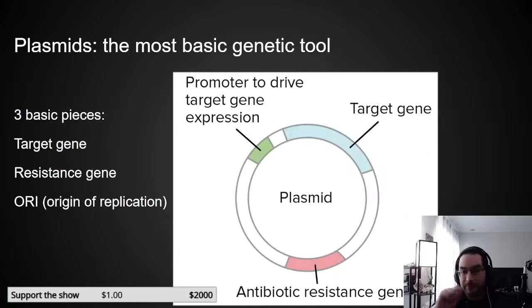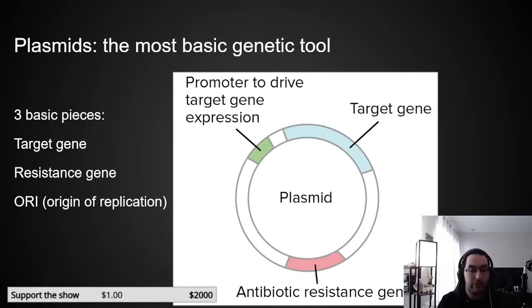This is a plasmid. It's a ring of DNA, and it always has at least 3 pieces. A lot of the time there'll be more to it, but it always has at least 3. So thing number 1, you've got a target gene, right? You've got the thing that you actually want it to do. You'll have a promoter to drive that target gene. You'll have a terminator, but one target gene is always in there.